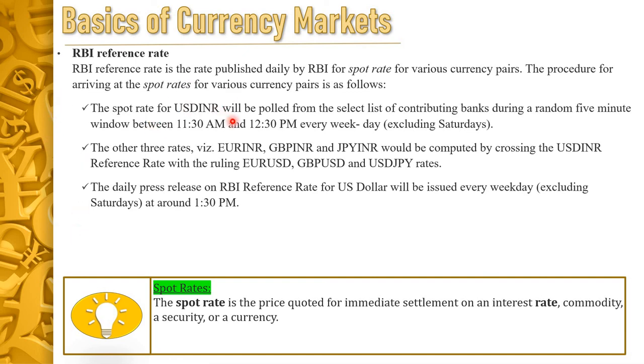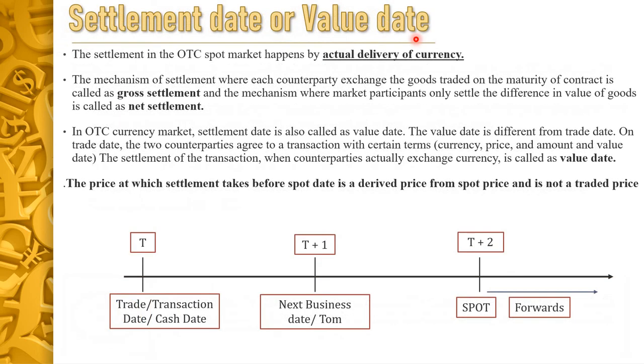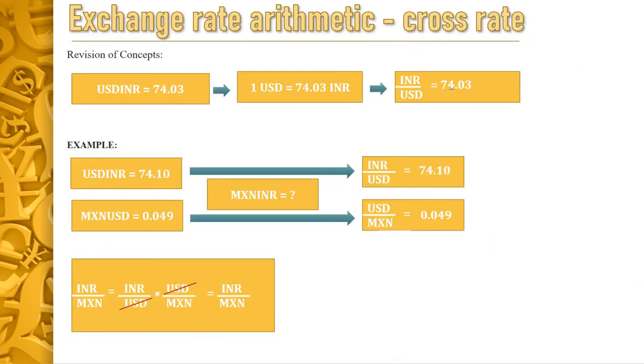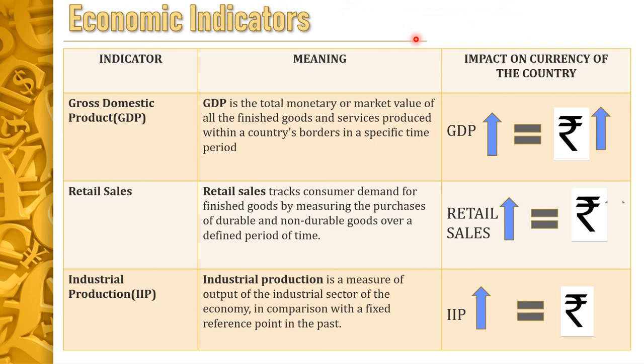Firstly, by computing USD INR and then computing the rest of the currencies by crossing the USD, and coming to a spot rate for various currency pairs, and then releasing the same every weekday around 1:30 p.m. So with this, we finished our basis of currency markets topic. In the next part, we'll start with settlement date or value date, and the further numericals involved in determining the exchange rate.